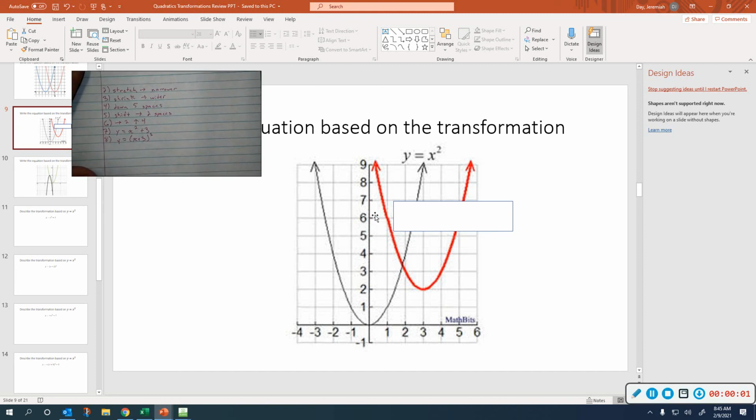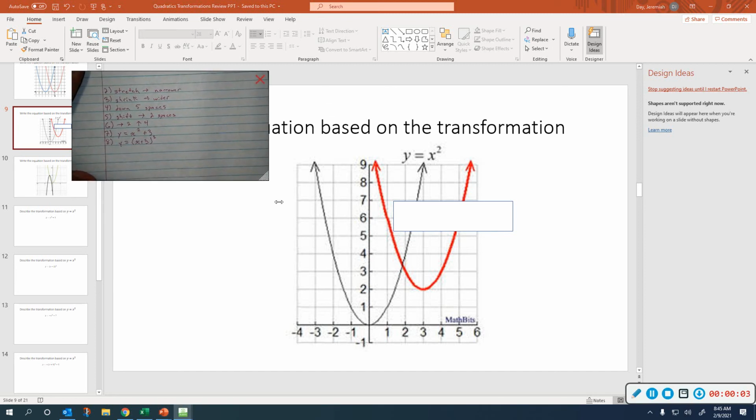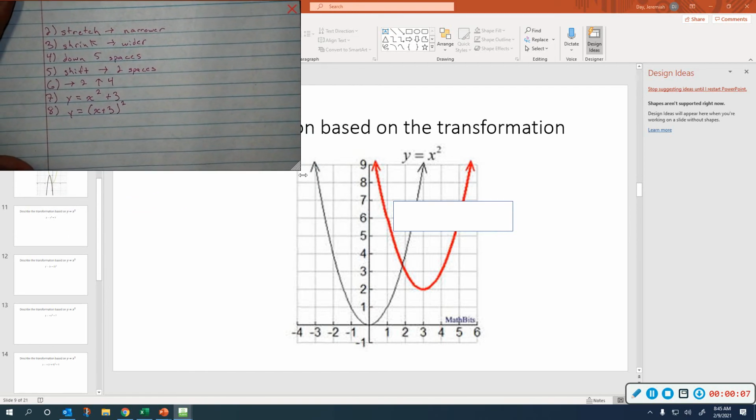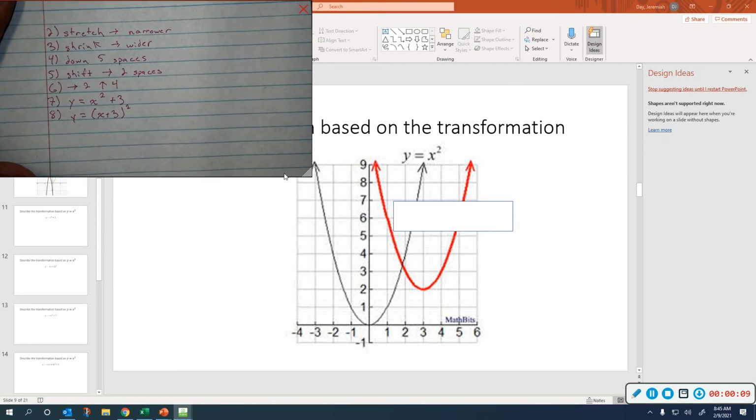Okay, now we're on number 9, and on this one, looks like there's more than one thing happening, so let's make sure we get the whole thing on there. So it says, write the equation based on the transformation. We know to start with y equals. Take a few seconds and write the equation. If I start getting the answer, push pause if you're not ready.